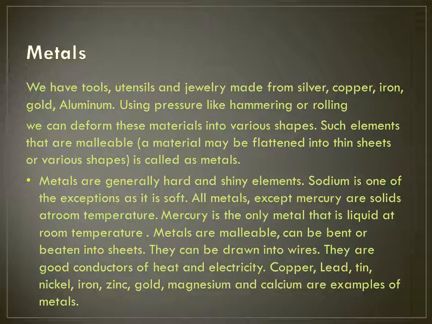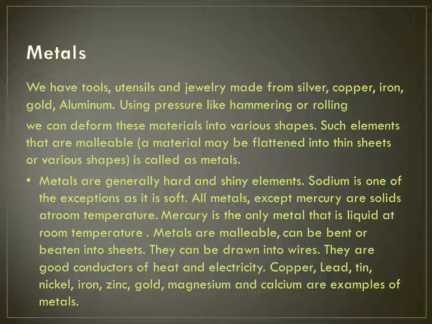Metals. We have tools, utensils and jewelry made from silver, copper, iron, gold, aluminium using pressure like hammering or rolling. We can deform these materials into various shapes. Such elements are malleable. A material that may be flattened into thin sheets or various shapes is called a metal. Metals are generally hard and shiny elements. Sodium is one of the exceptions as it's soft.